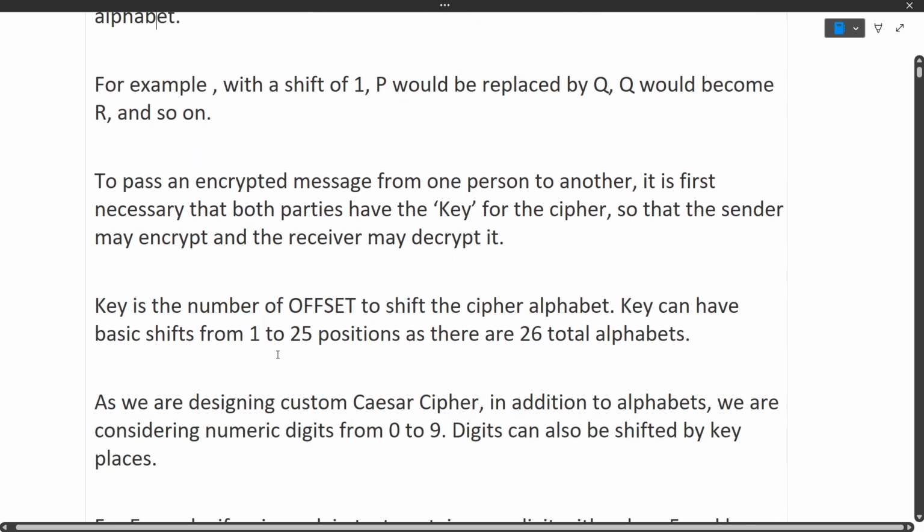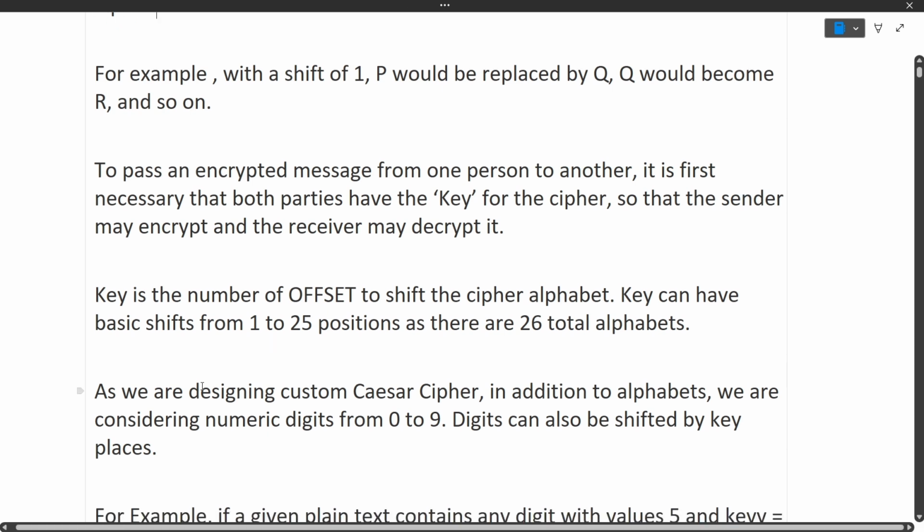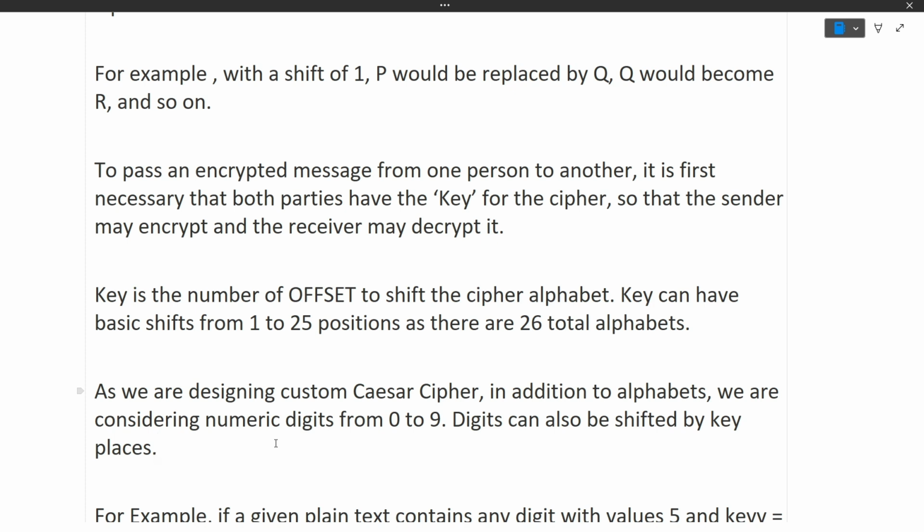The key can have values from 1 to 25 because we know that there are 26 alphabets in total, so the key can have values from 1 to 25. Now, as we are designing a custom Caesar cipher, in addition to alphabets, we are considering numeric digits from 0 to 9. Digits can also be shifted by key places. Similarly to D plus 2 being F, 0 plus 2 will be 2, and 3 plus 3 will be 6. So this is how the alphabets are getting rotated.